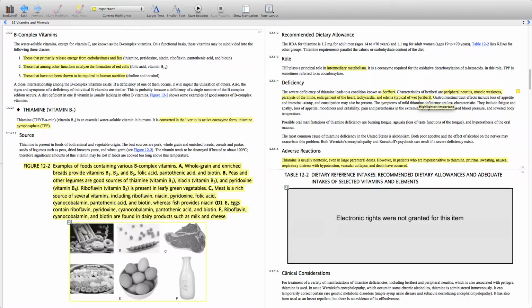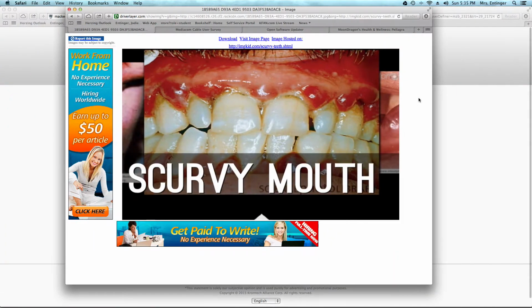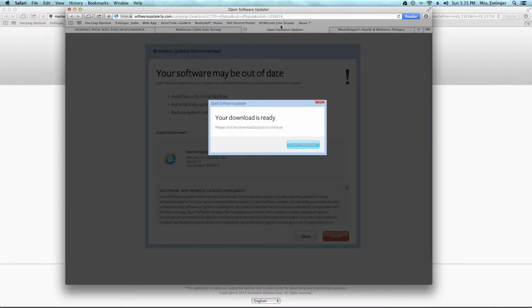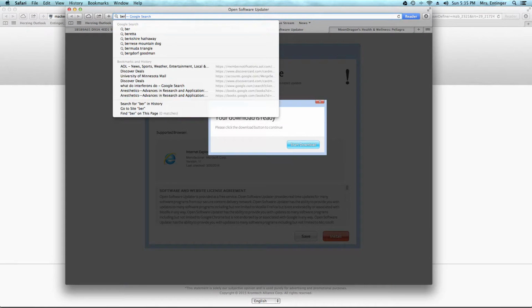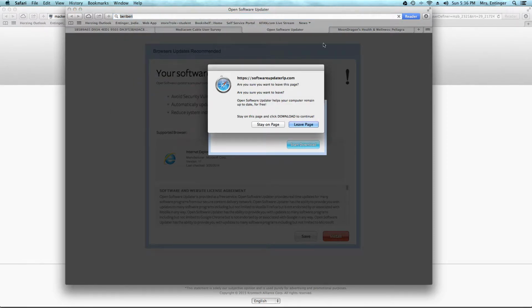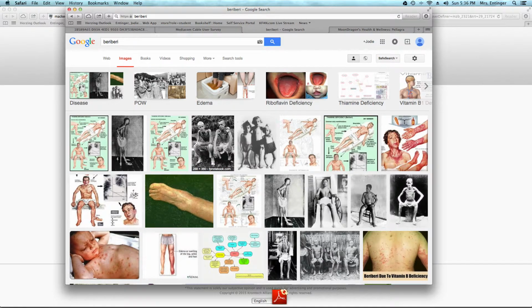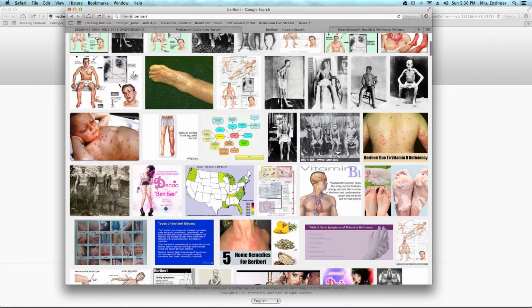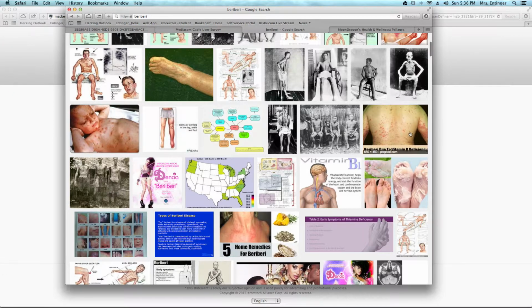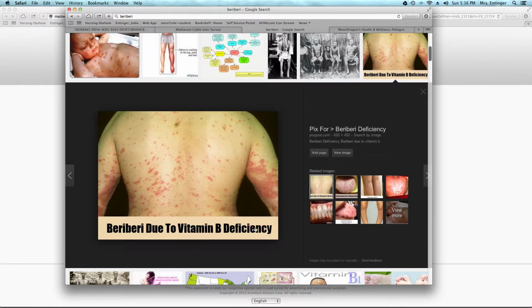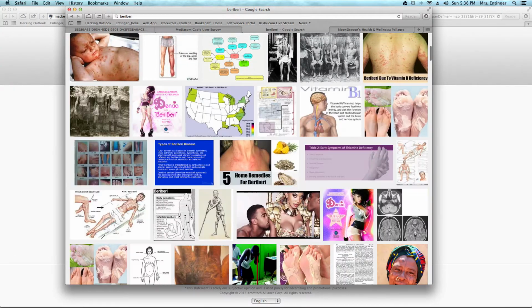Okay, so this was really serious during the war. Let me just see here if we can pull up some beriberi. I hardly want to even show you these pictures. But here is beriberi due to vitamin B deficiency. Okay, so it looks like little berries all over.